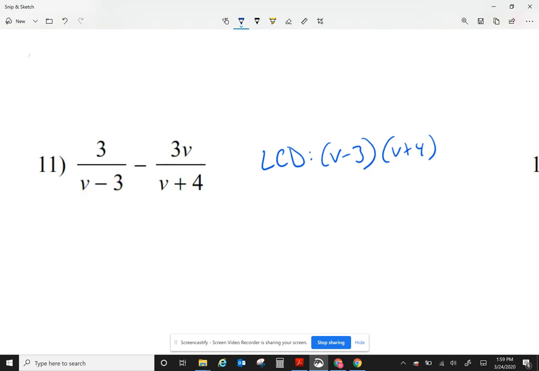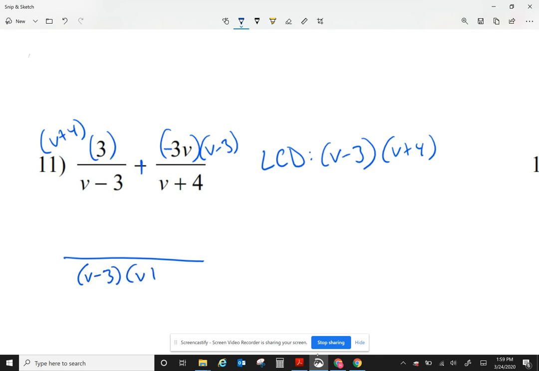From the two parentheses that I'm supposed to have, looking at my first fraction, I don't have the v plus 4, so I'm going to multiply the top with v plus 4. Looking at the second fraction, the parentheses that I don't have is v minus 3. Don't forget that the minus in between the fractions, I'm going to distribute it to the negative 3v, to what I had on the top. So when I work this, my denominator is v minus 3 and v plus 4.